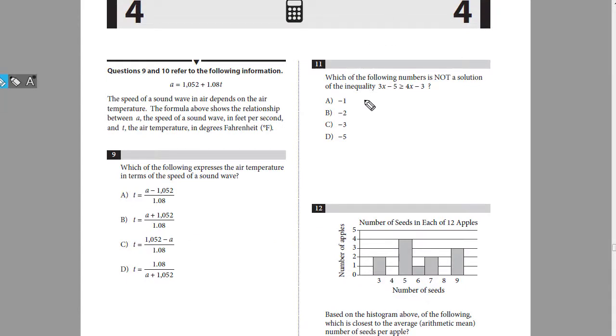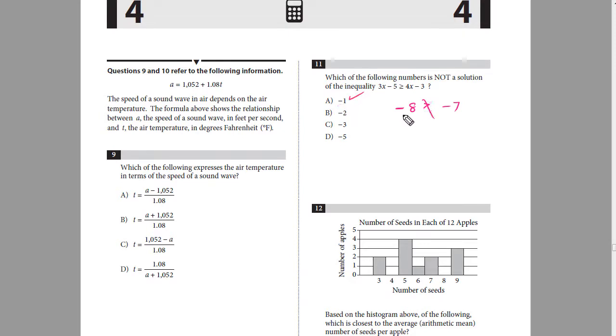Question number 11. Which of the following numbers is not a solution of the inequality 3x minus 5 greater than or equal to 4x minus 3? Alright, so in this case I will insert all the options into x and check it for the inequality. So let's put negative 1 first. So 3 times negative 1 minus 5 will be equal to negative 8, and 4 times negative 1 minus 3 will be equal to negative 7. So negative 8 is not greater than or equal to negative 7. So this could be the option.